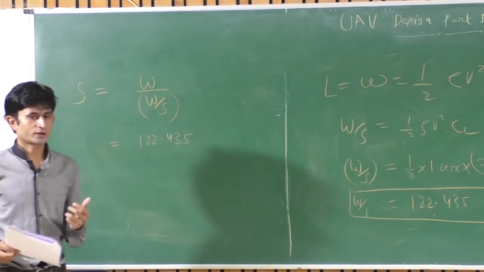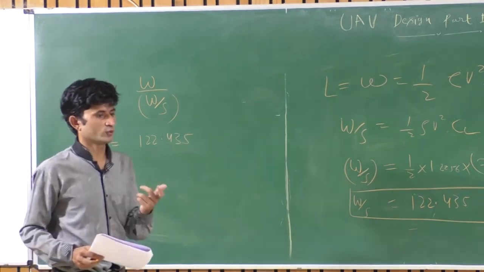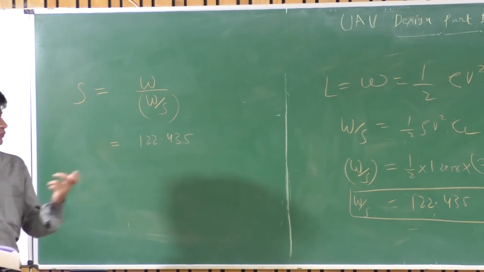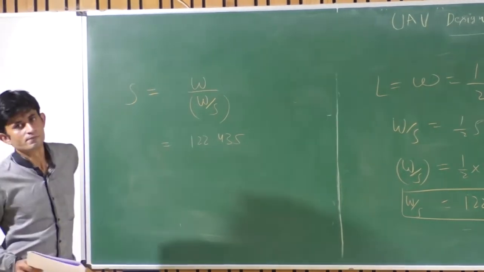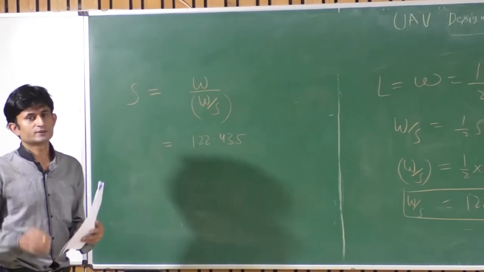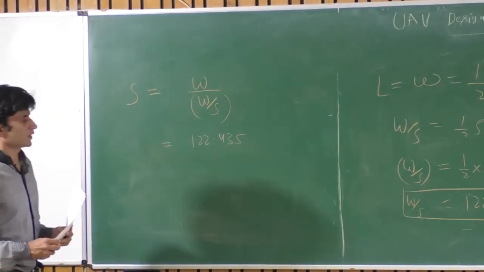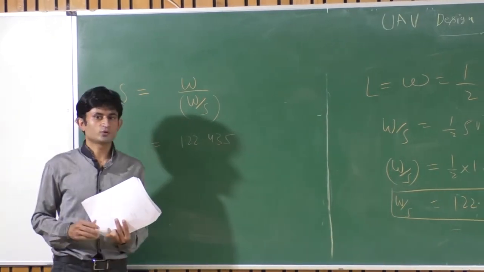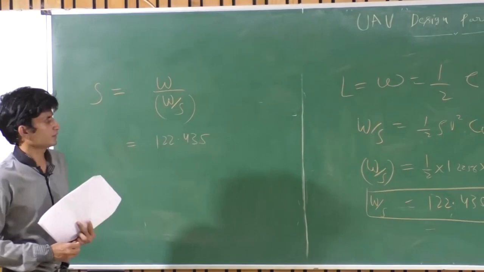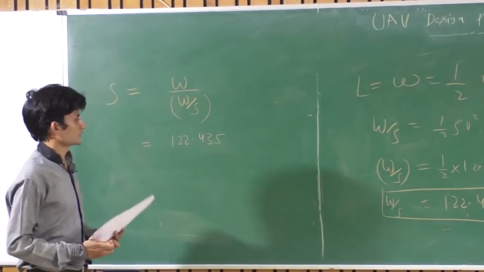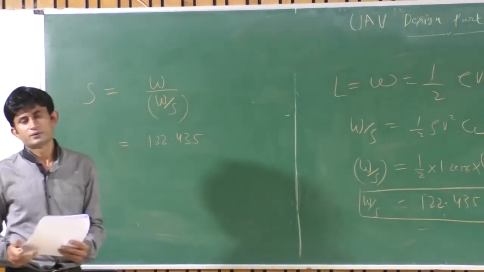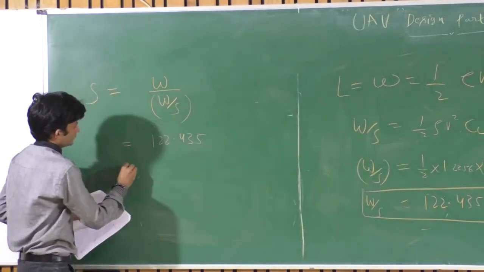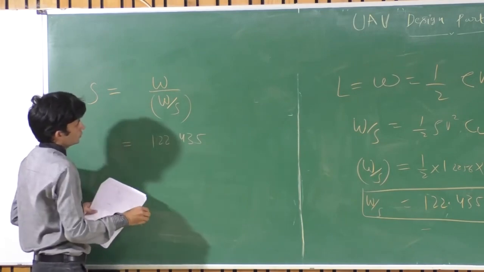When you are calculating from the takeoff approach, your W naught is at the starting value. When you are cruising, your fuel is getting consumed. So there will be some difference. I want to know this difference. I am giving it to you as an exercise. What is the difference if you consider this wing loading and that wing loading which you found by the stall approach, okay? You just take W, how much?